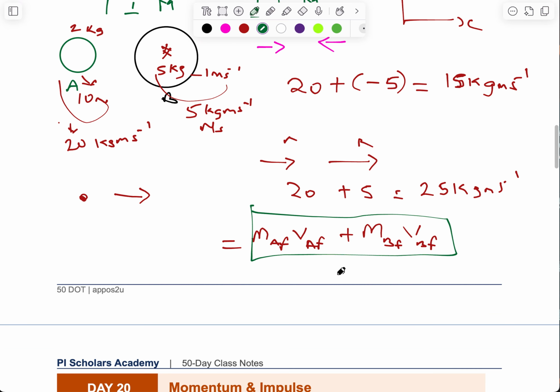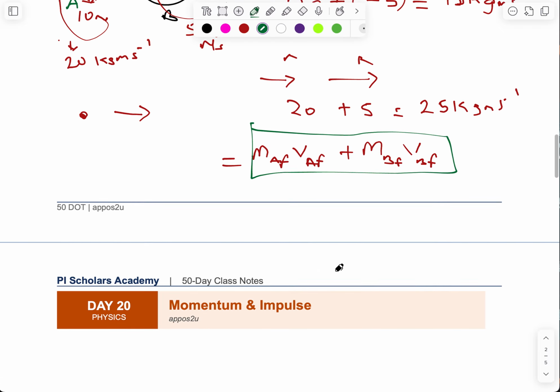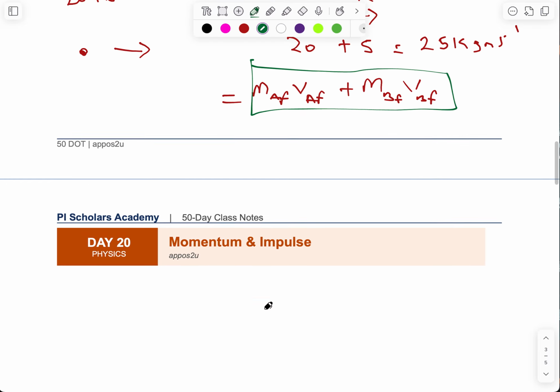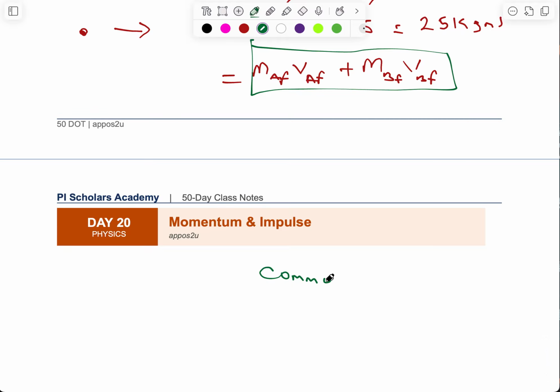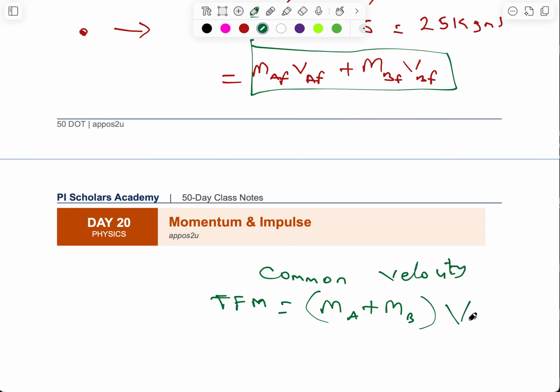Another special case is the case whereby they stick together. In the case where they stick together, we say they have what we call a common velocity. So in that case, your total final momentum is going to be MA plus MB, everything multiplied by that common velocity. But the moment they stick together, that means the collision is not elastic, it is inelastic, and therefore kinetic energy will not be conserved.